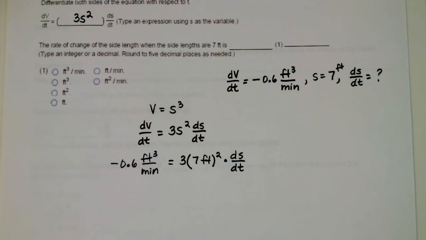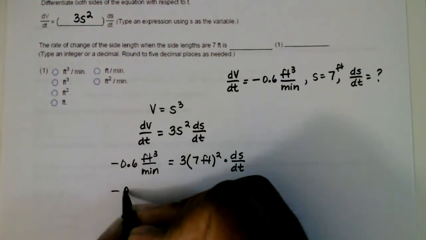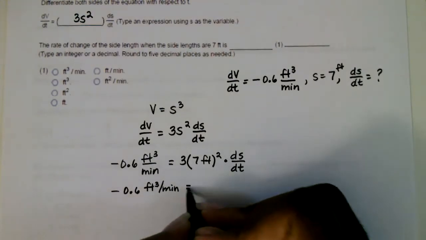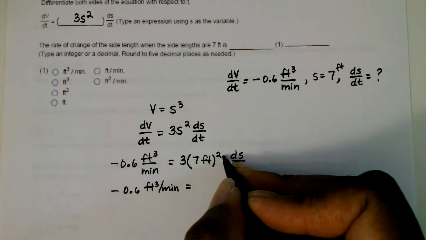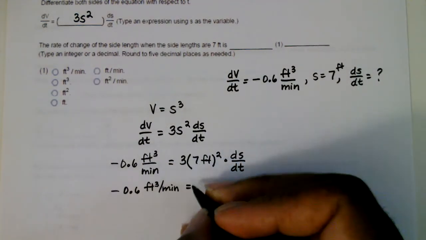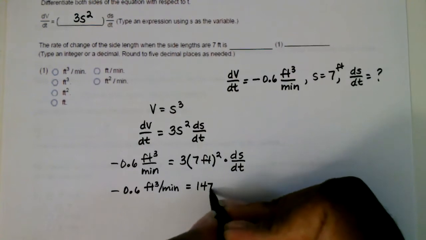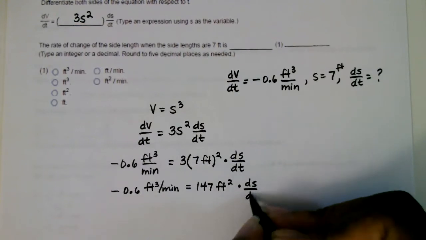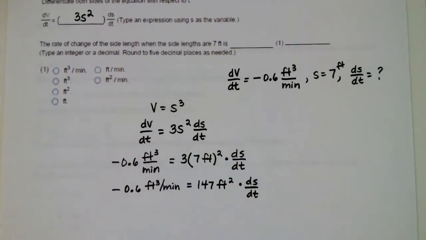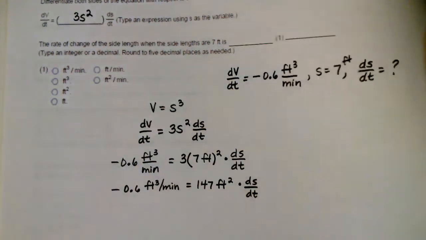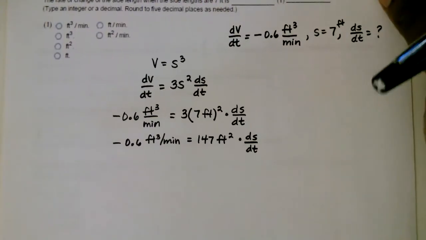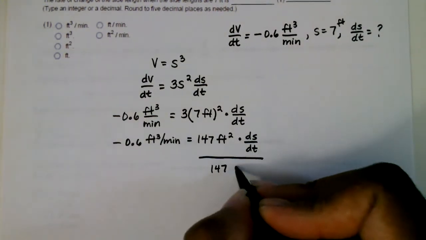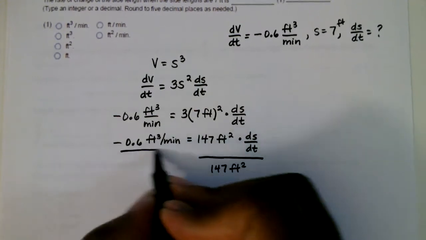And then next, I'm going to simplify the right side. I'll bring down that negative 0.6 cubic feet per minute. And that's equal to 7 squared, which is 7 times 7 is 49. 49 times the 3 in front would be 147 square feet times ds dt. Now I need to solve for ds dt. That's being multiplied by 147 square feet, so I need to divide both sides by 147 square feet.